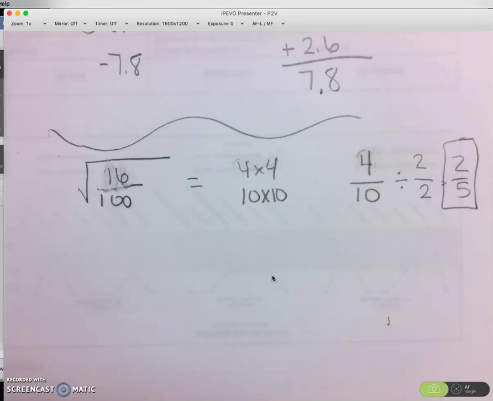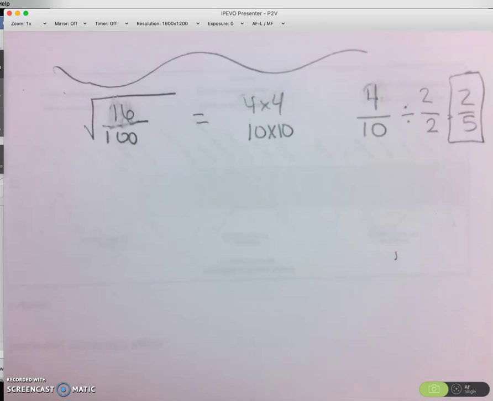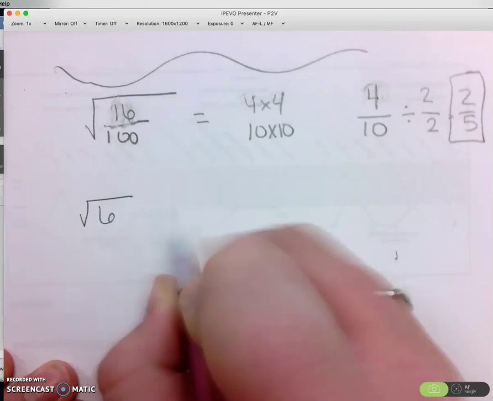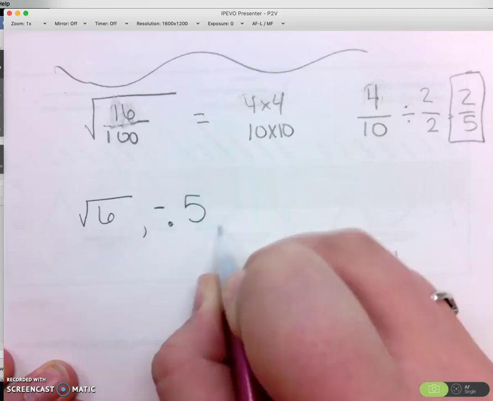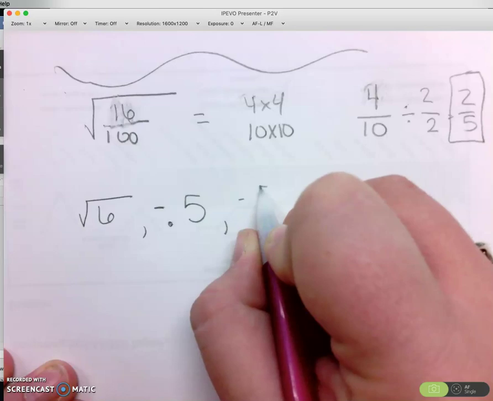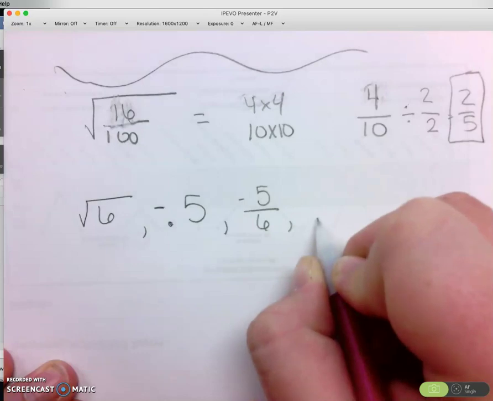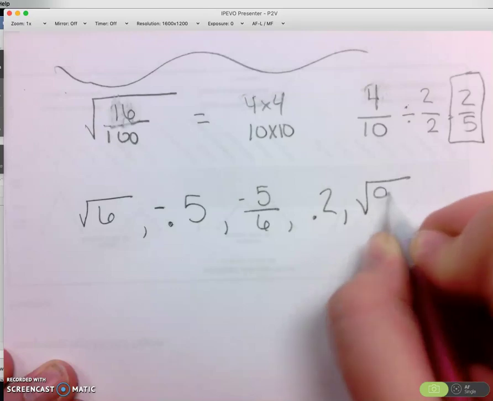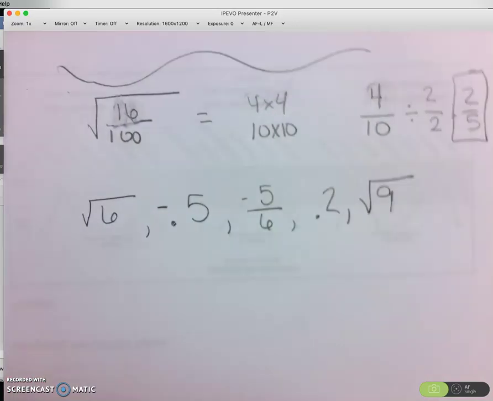Ordering from least to greatest, you're going to have some numbers. You're not going to have to show much work on these types of problems. You're going to have, say, I don't know, square root of 6, negative 0.5, let's say negative 0.6, say 0.2, and the square root of 9. Okay, you're going to have to order these from least to greatest.